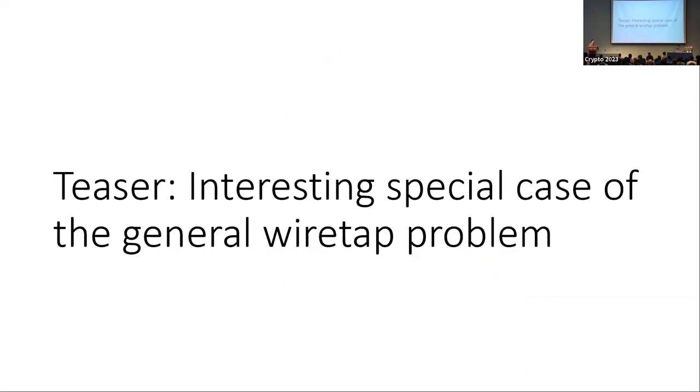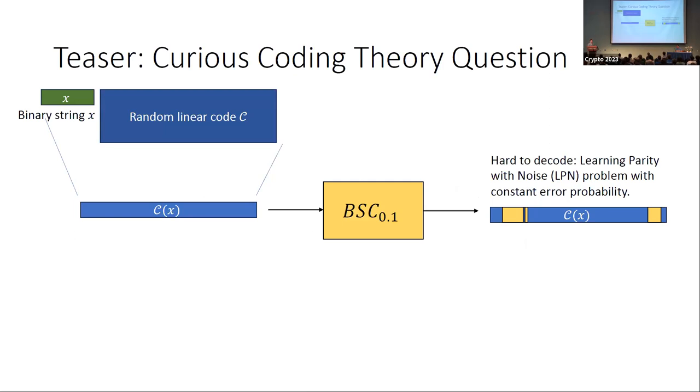Okay, so we're going to start with the teaser. This teaser will be an interesting special case of the general wiretap problem. It's a curious coding theoretic question. Suppose I have a random linear code and I'm encoding some binary string X, and I send it through a binary symmetric channel which flips every single bit with 10% probability.